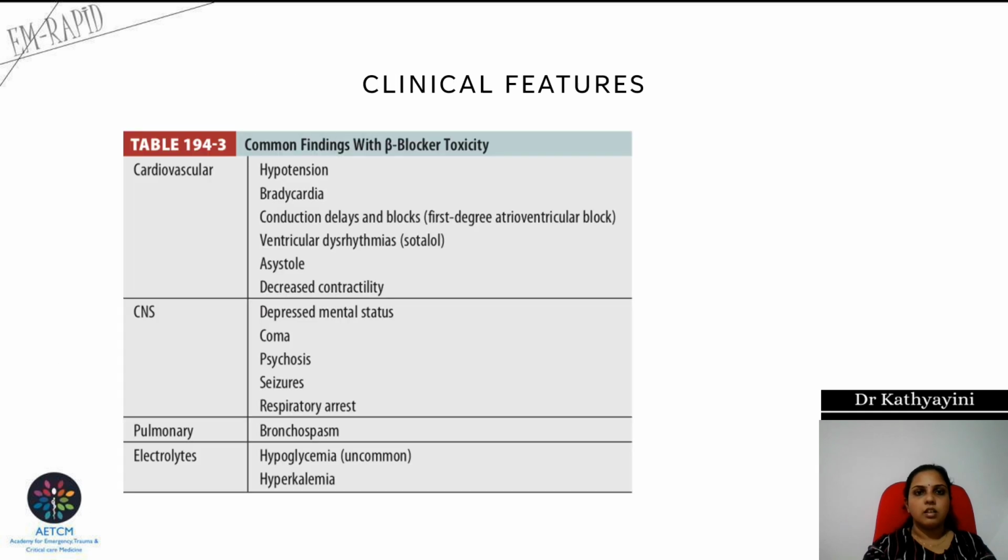So the basic clinical features of beta blocker toxicity include hypotension, bradycardia, conduction blocks, and ventricular arrhythmias, mostly associated with drugs like sotalol because of its added potassium channel blockade. Then asystole can be there, and decreased contractility. Patients can have depressed mental status, coma, psychosis, seizure, and respiratory arrest. It is commonly seen in drugs like propranolol, which has a high lipid solubility, making it cross the blood-brain barrier and cause these central effects. There can be bronchospasm, and the commonly associated electrolyte abnormalities are hypoglycemia and hyperkalemia.